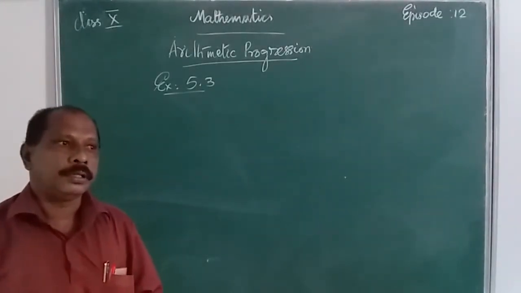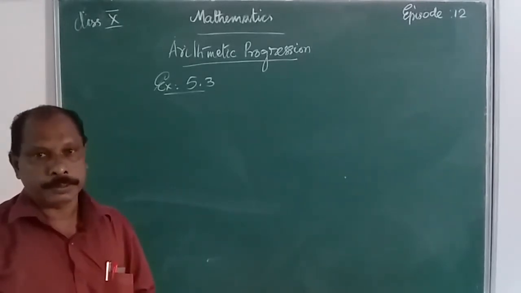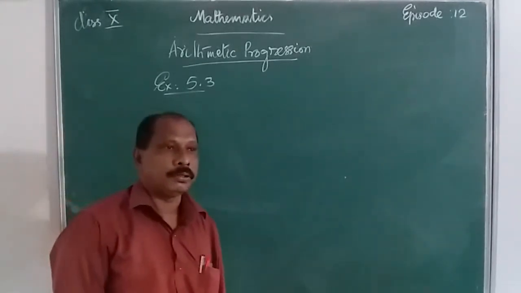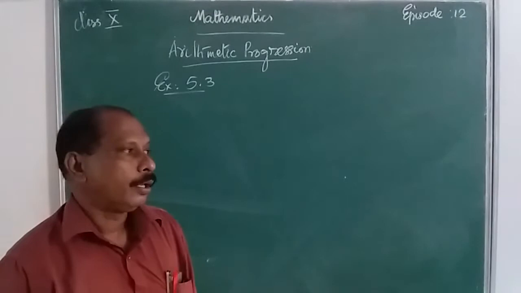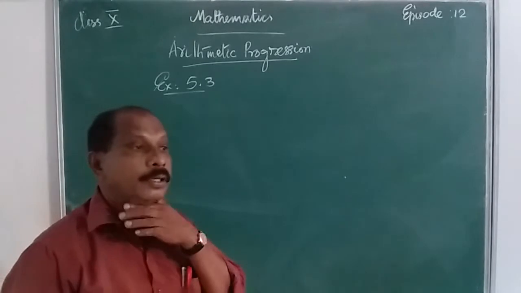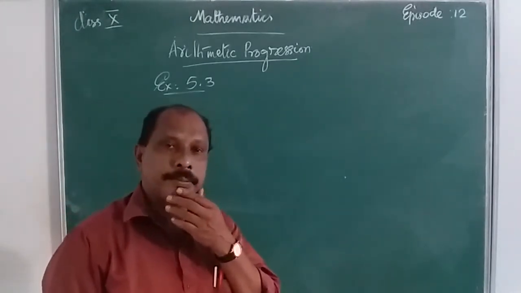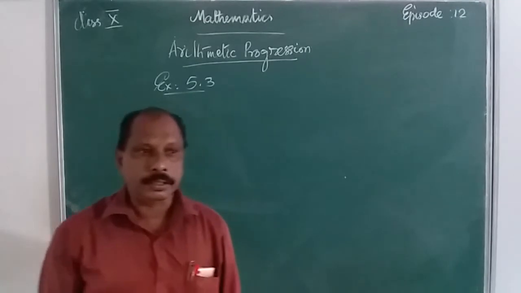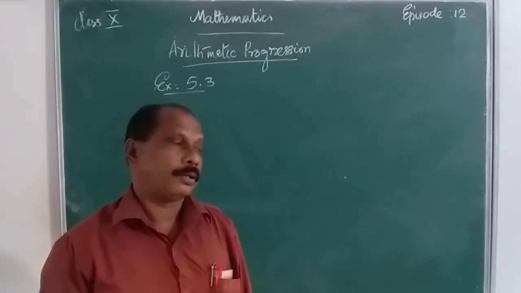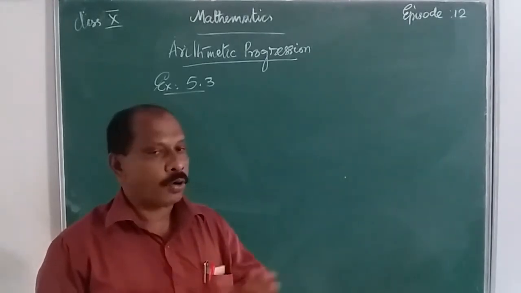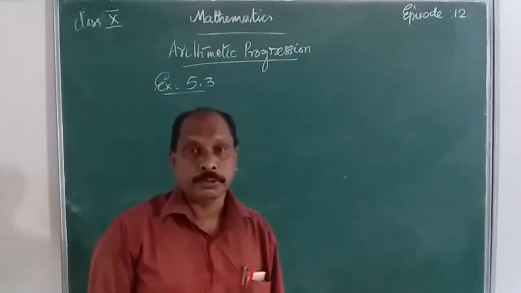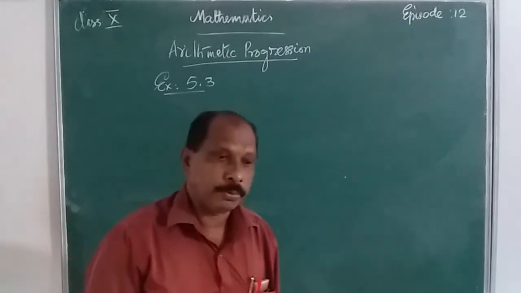The nth term of an AP is a_n = a + (n - 1)d. The number of terms of that arithmetic progression is n = (l - a)/d + 1. And the next one is the sum of n terms. When the first and last terms are given, Sn = n/2 (a + l). When the first term and the common difference are given, Sn = n/2 [2a + (n - 1)d] will be the formula to find the sum of n terms.